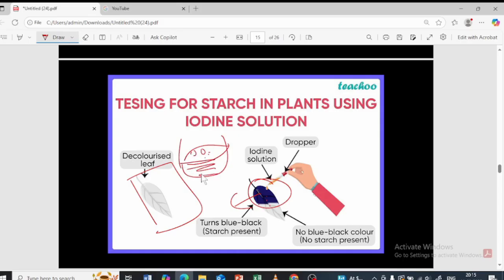Then we are going to dip it in an alcohol solution, so all of the chlorophyll pigment easily comes out of the chloroplast cells. Then we are going to wash it, and then we are going to do the iodine test.